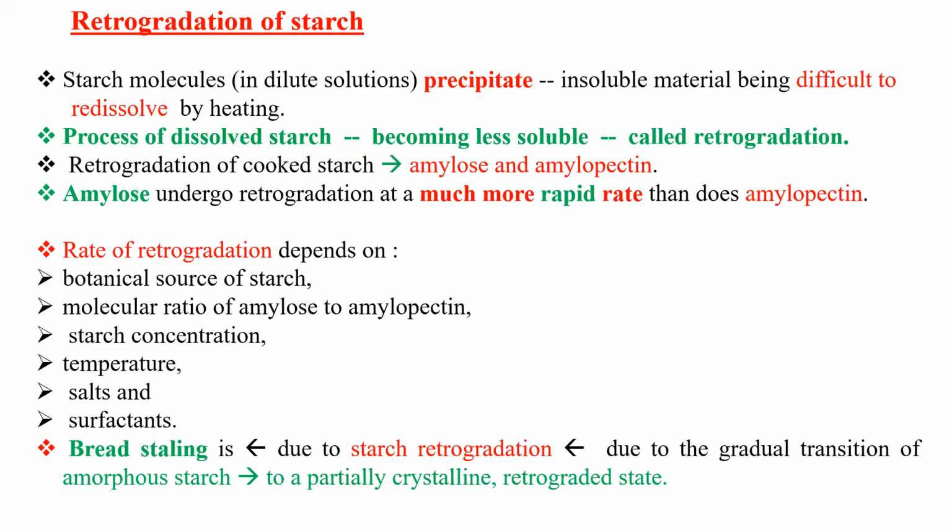The next important characteristic of starch is retrogradation. This is the process of dissolved starch becoming less soluble. Retrogradation of cooked starch involves amylose and amylopectin. Amylose undergoes retrogradation at a much more rapid rate than does amylopectin. The rate of retrogradation depends on various factors, including botanical source of starch, molecular ratio of amylose to amylopectin, starch concentration, temperature, salts, and surfactants.